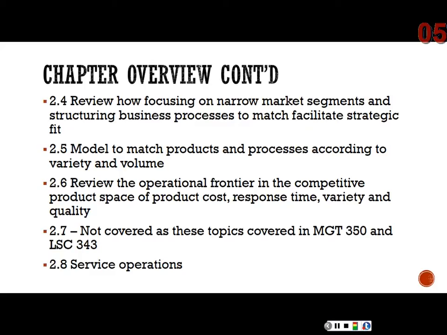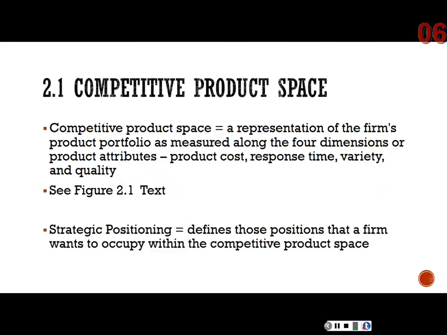Section 2.7, we are not going to cover, so you can cross that off your list in terms of things to review in the textbook because we talked about those topics in Management 350 and LSC 343. I think 2.7 is probably history, if I'm not mistaken. Let me just take a quick peek. Yeah, the evolution of strategy and operations management. It's just kind of the history of it. And again, we cover that in 343 and 350, so we're not going to take the time here. We're going to talk about service operations a little bit.